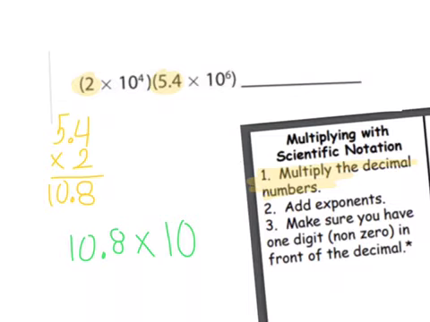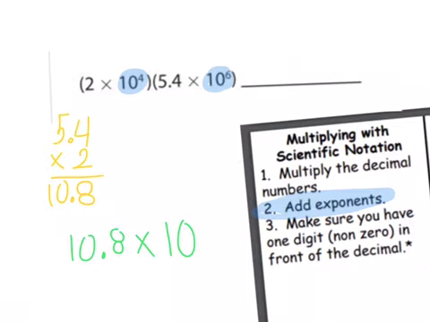So now we have to look at step 2, which is adding the exponents. And if you're asking yourself, why are they adding the exponents? Let's just look at what's happening here. We have two numbers with the same base being multiplied. When you have two numbers with the same base being multiplied, you're going to add the exponents. It's one of our properties of integer exponents. So let's go ahead and do that.